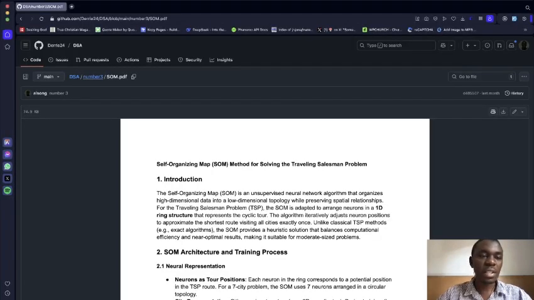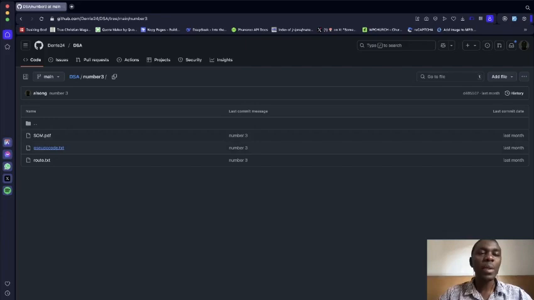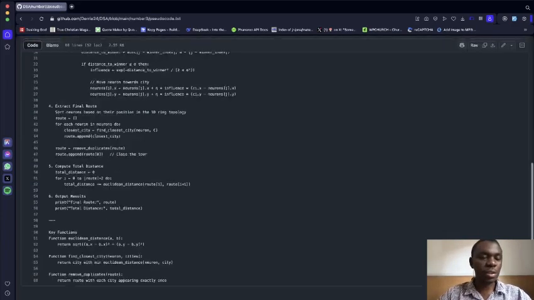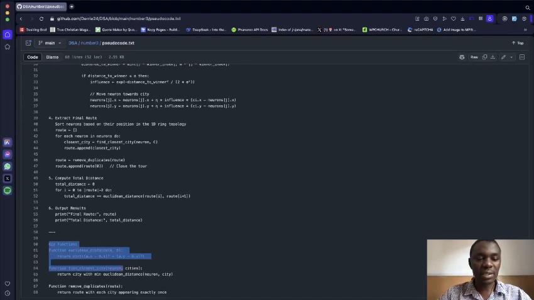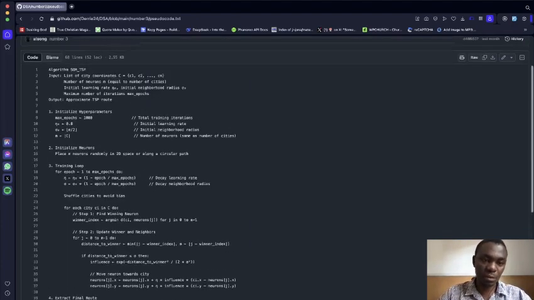So number 3 here we have the pseudocode. Pseudocode is something really short. We have the key functions here. This one is used for removing duplicates to ensure that we have a valid route. This one is for finding the closest city, and this one is for calculating the Euclidean distance, because we want to get the total distance that was traveled by the salesperson.